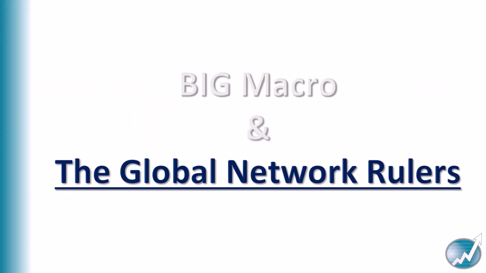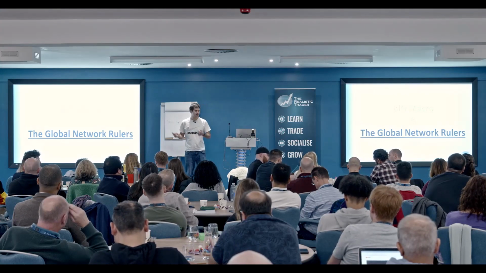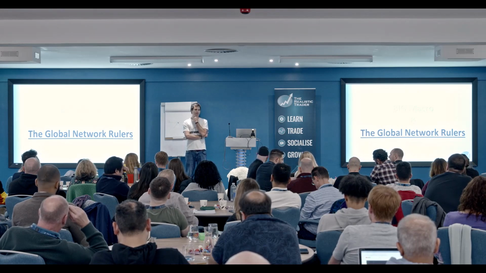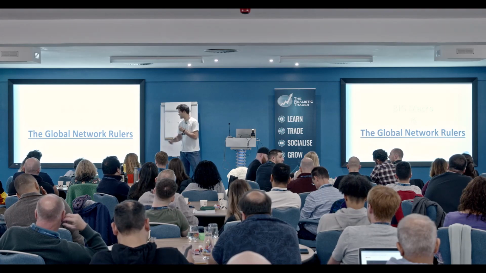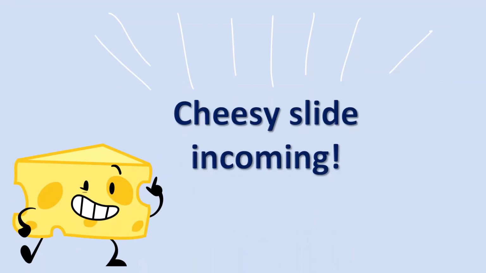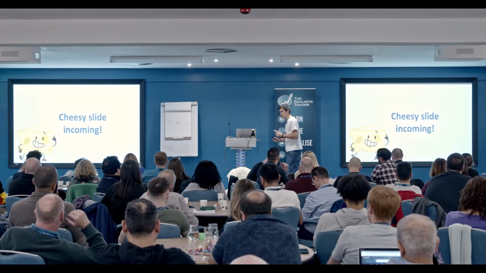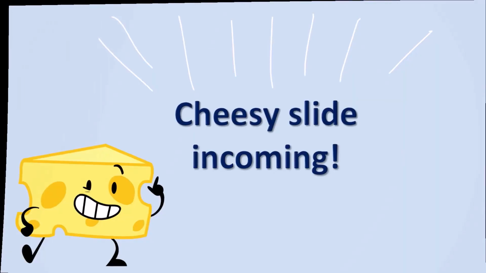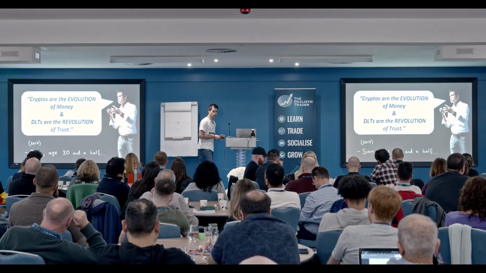So now we need to look at the global network rulers, and I find this interesting. Some of you may have seen this before, but now that things have changed a lot in the 4 years since I last did this presentation, it's interesting. So, cheesy slide incoming, and I cringe internally that I've included this, but one of my original quotes in 2017 was this: cryptos are the evolution of money, and DLTs, distributed ledger technologies, are the revolution of trust.